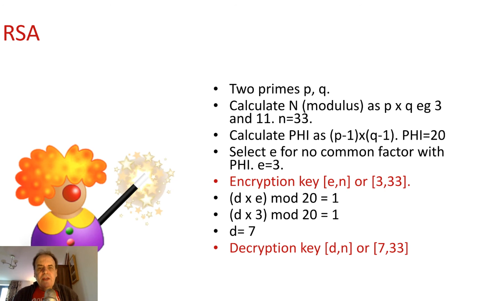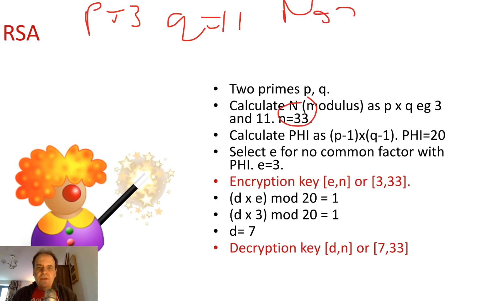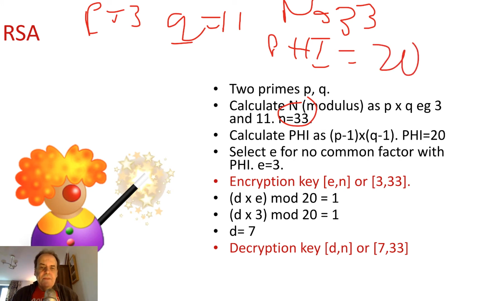Okay, so here is the method here. Okay, so we take two prime numbers. So in this case, we'll take P equal to 3 and Q equal to 11. So we get a value of n equal to 33. And then what we've got to do is calculate a value of phi. So phi is equal to (P minus 1) times (Q minus 1). So in this case, that's 2 times 10, which is 20.